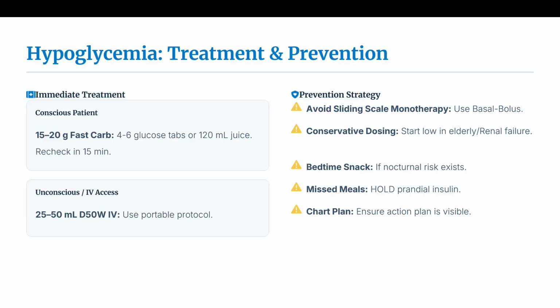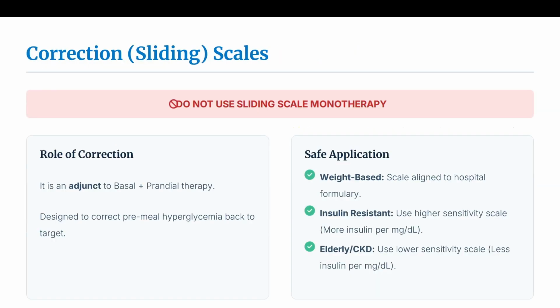Missed meals, hold branded insulin. Ensure the action plan is visible in the chart, such that the ward staff can follow it if there is hypoglycemia.